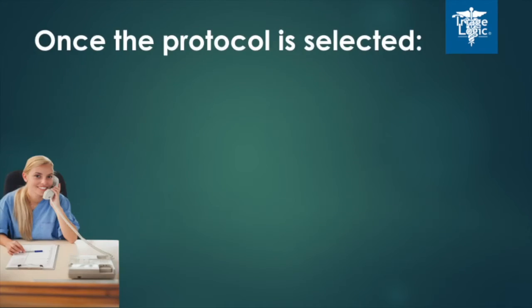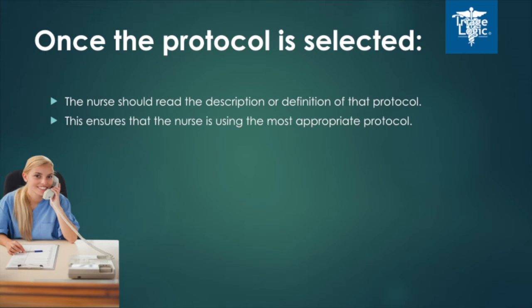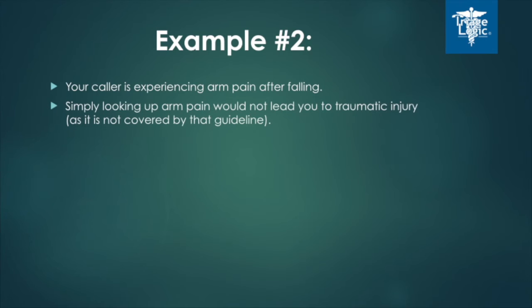Once the nurse has selected the protocol she thinks she will be using, she should read the description or definition of that protocol. This step is important to further assure that the nurse is in the right place. To further emphasize this point, suppose your caller has told you she is experiencing arm pain after falling while walking her dog. If you simply looked up arm pain, which is her main complaint, you might see that traumatic injury is not covered in this guideline.